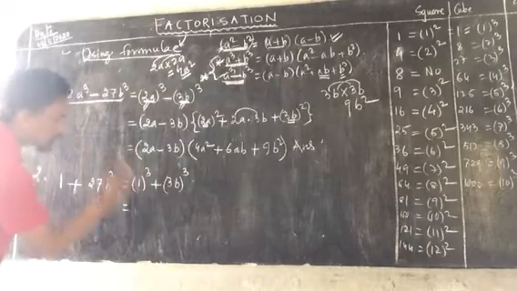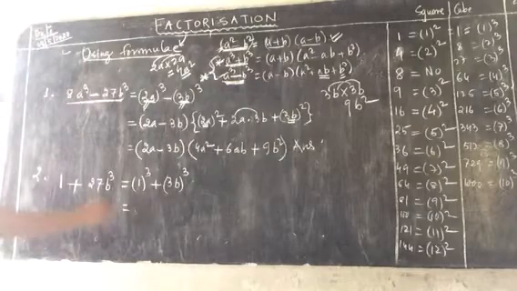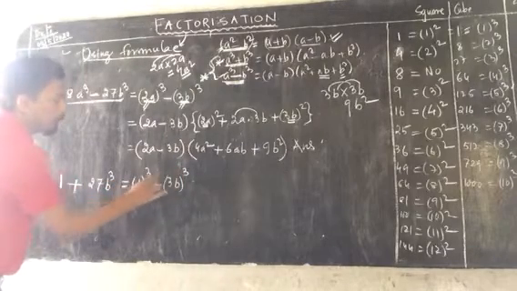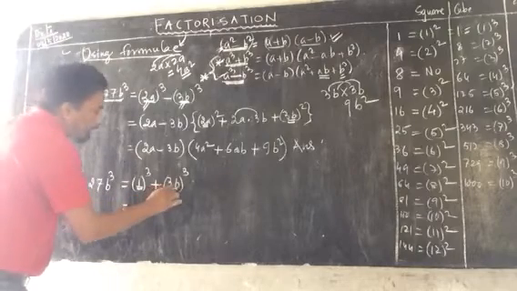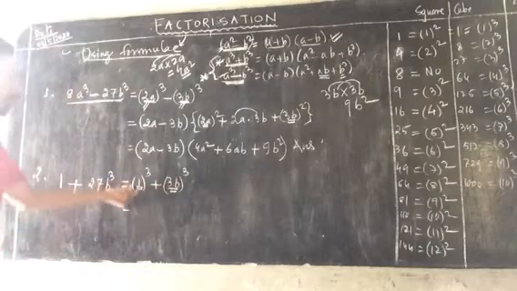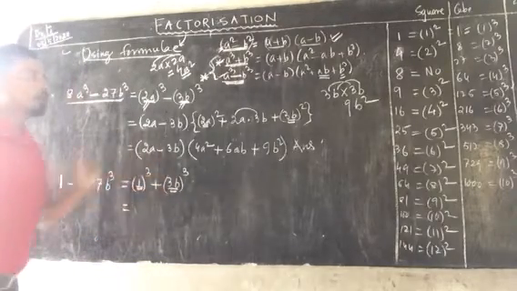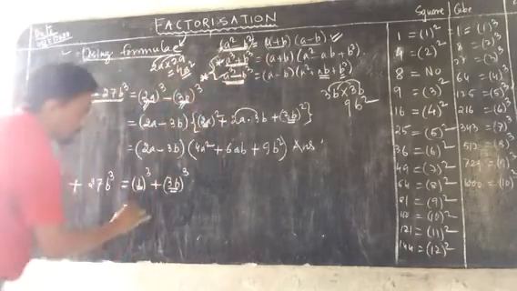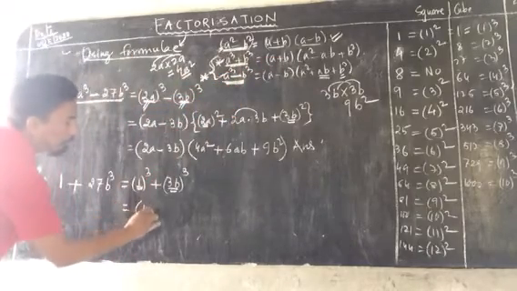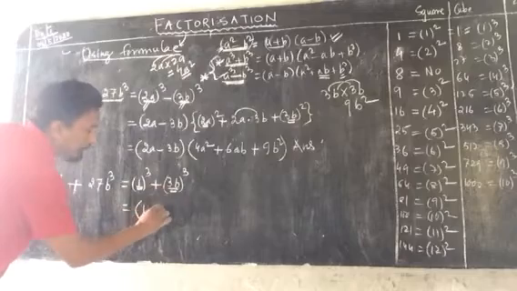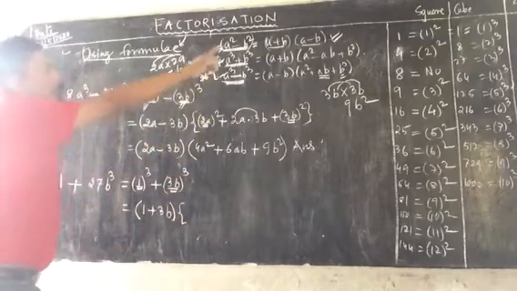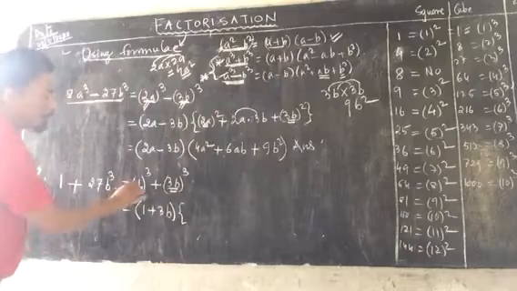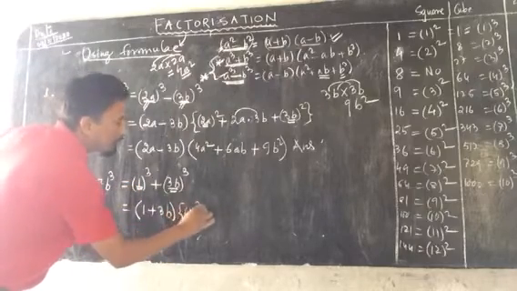Now it is a cube plus b cube. This 1 should be assumed as a, 3b should be assumed as b. So it is a cube plus b cube, so a plus b. A means what? 1. Plus b. B means what? 3b. A plus b. Now curly bracket. A square. A square means 1 square.